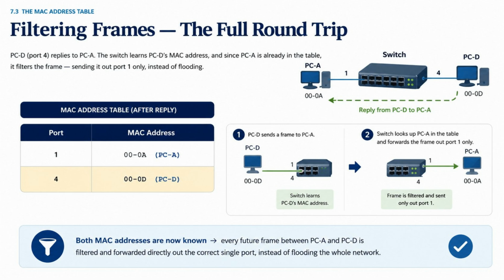PCD replies from port 4. The switch learns PCD's MAC address now too. Since PCA is already known, this reply gets filtered and sent out port 1 only, no flooding needed. With both MAC addresses now known, every future frame between PCA and PCD goes directly to the correct single port instead of hitting the whole network.